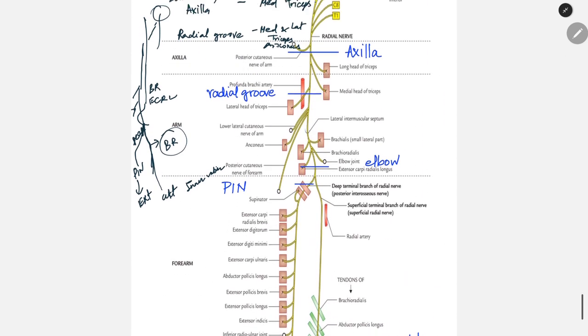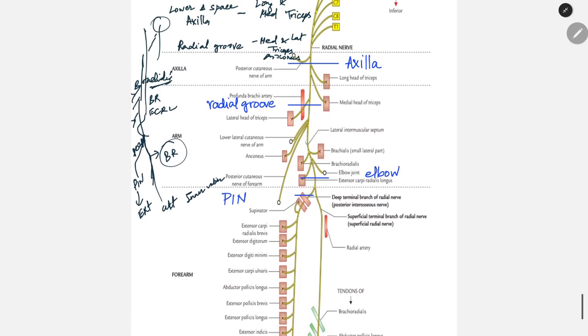Elbow, at the level of the lateral epicondyle, it is lost here. Before this there is a branch to brachioradialis and extensor carpi radialis longus. You also have a branch to brachialis. Please do remember, I forgot to mention that. Here triceps is not involved at all. It is fully spared, so extension of the elbow will be present.